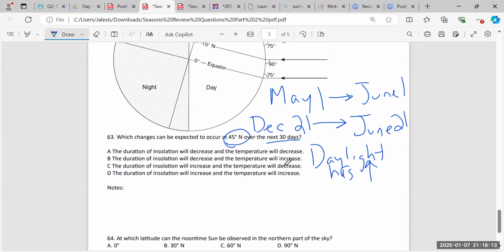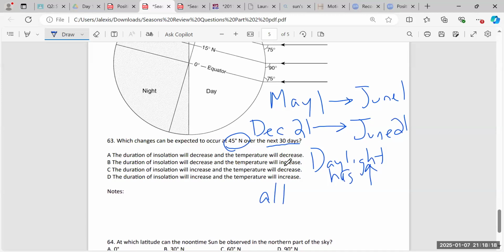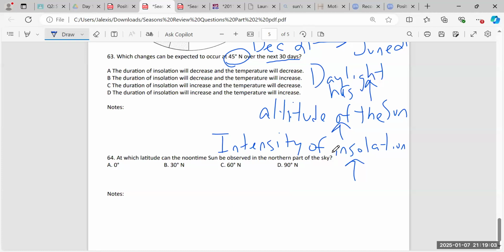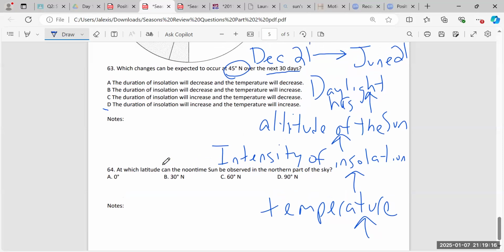What do I also know is that the altitude of the sun is going to increase. What does that also mean? The intensity of insolation will also increase. So my daylight hours are increasing. My altitude of the sun is going to increase. The sun's altitude is going to get higher and higher. Therefore, the intensity of insolation is going to increase, which means the energy that comes from the sun will increase. And if the energy from the sun increases, then of course, more energy from the sun means our temperatures are also going to increase. And what choice reflects all of that? Choice D.